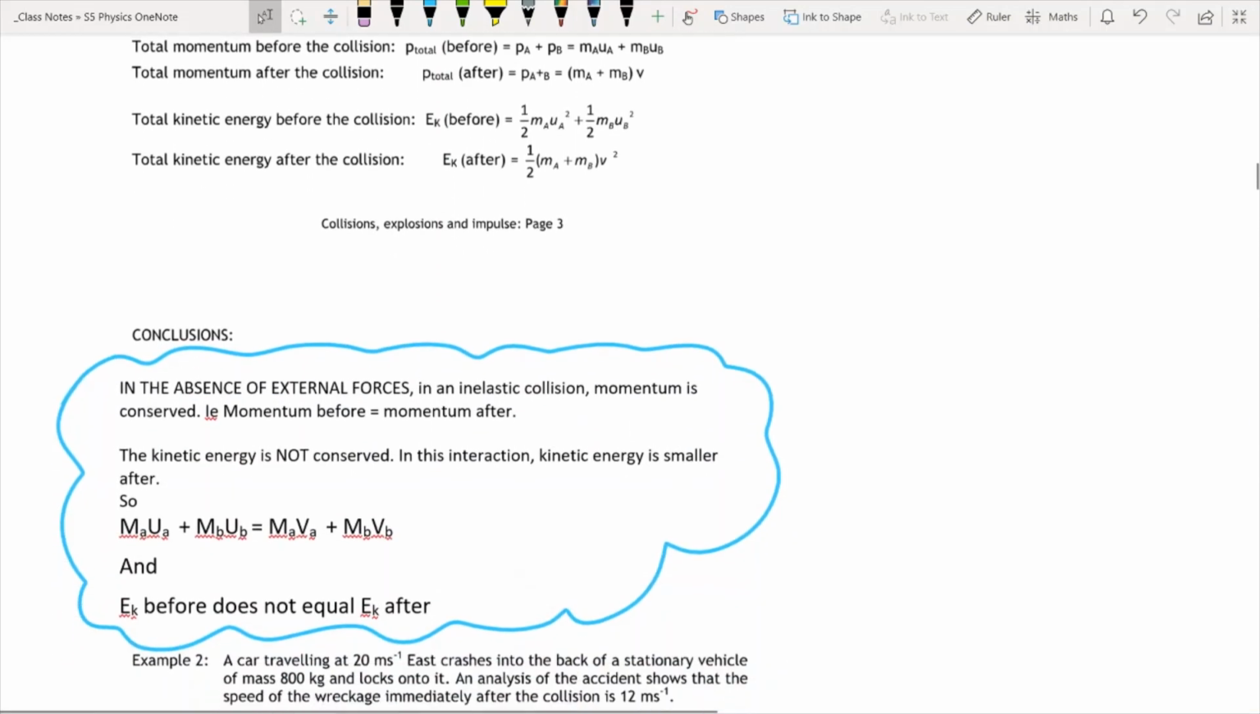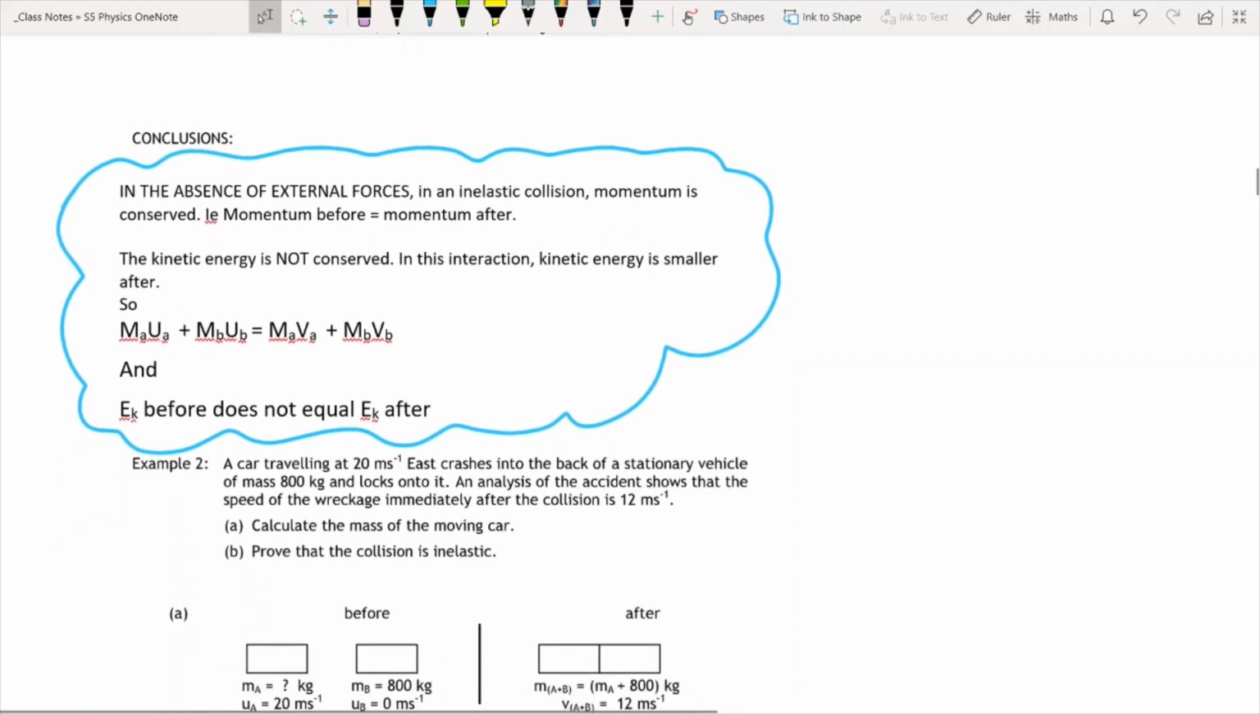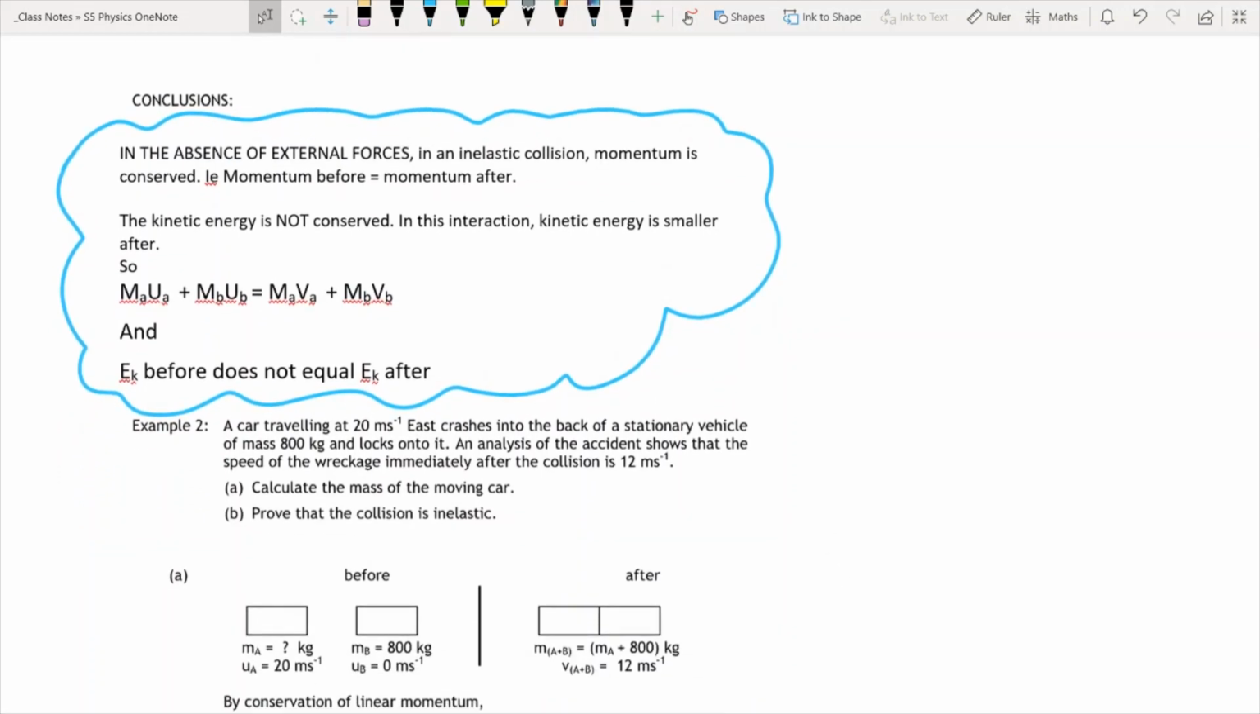So, conclusions. I typed this up but you have space to write this, I'm afraid, because it's quite a bit of writing and it takes me a while to write it with my pen. The important thing here is, in the absence of external forces, so underline or highlight that, in an inelastic collision, momentum is conserved, i.e. momentum before equals momentum after. The kinetic energy is not conserved, so in this interaction, the kinetic energy is smaller after because they move off at a smaller speed.